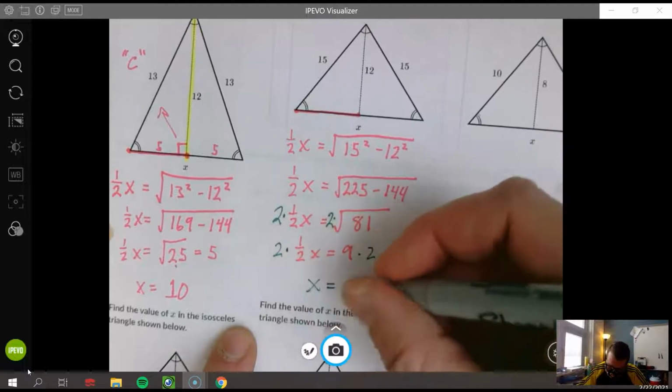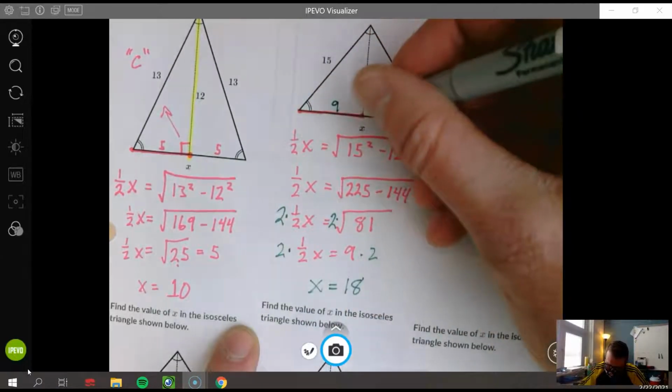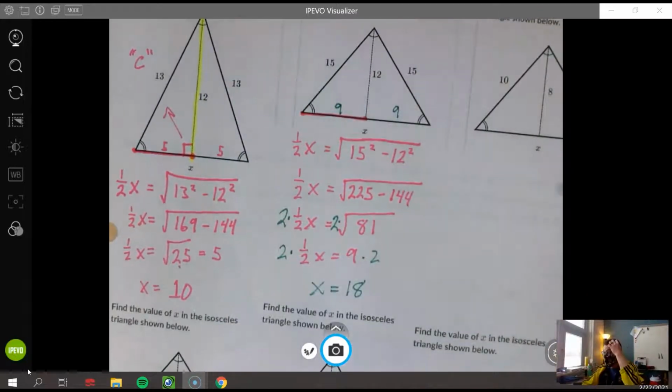X is 18. So this bottom leg is 9, but the entire base of it is 18 because both of those would be 9. Questions? Go on.